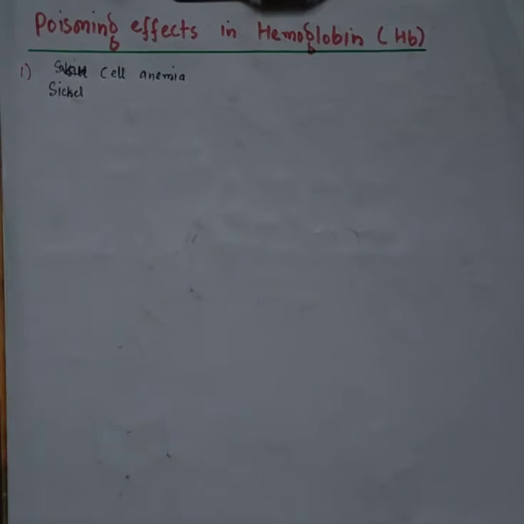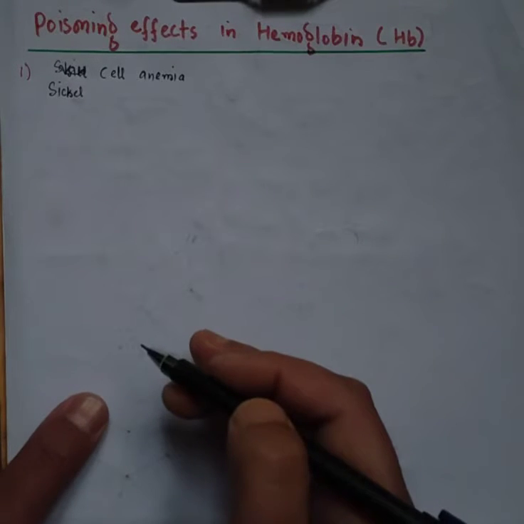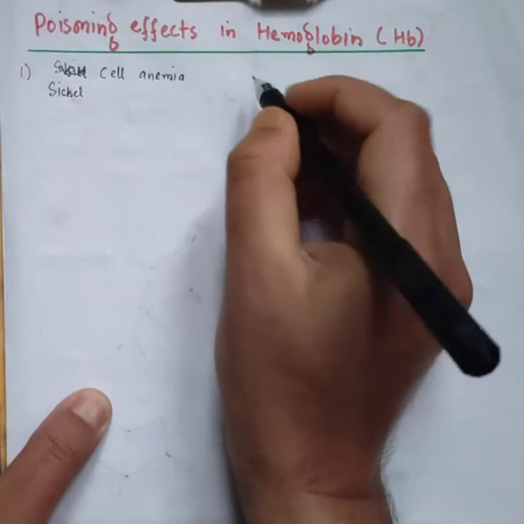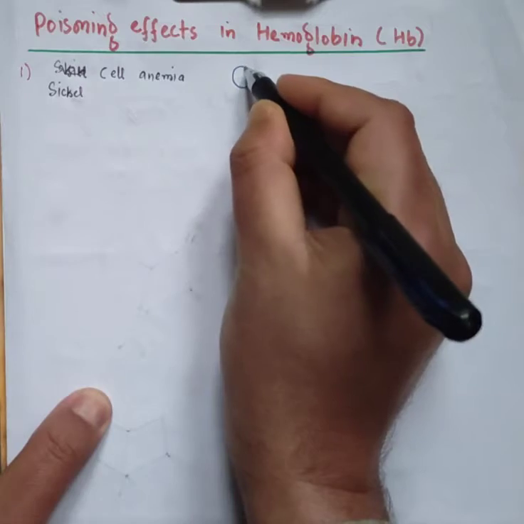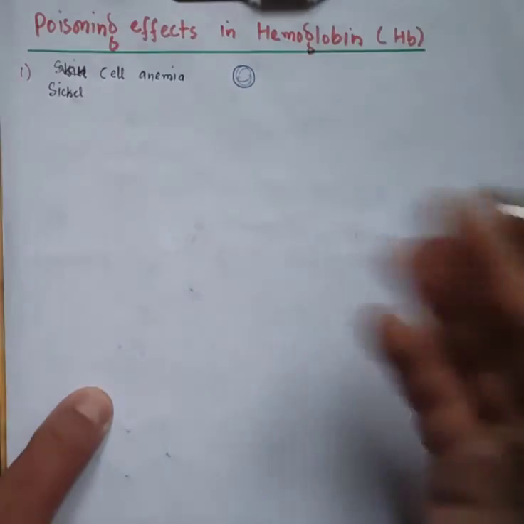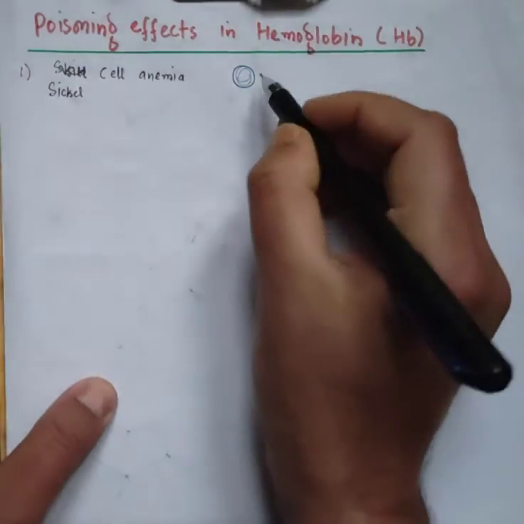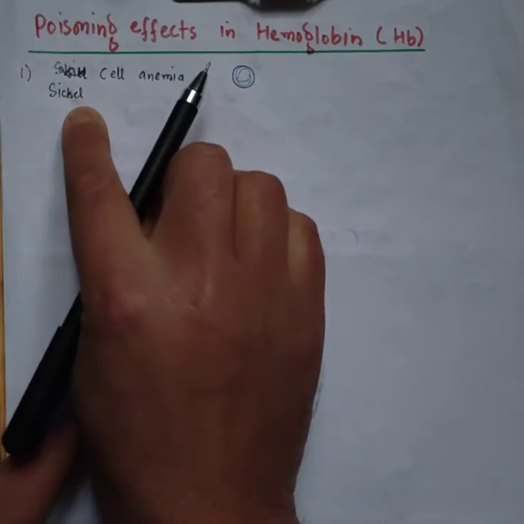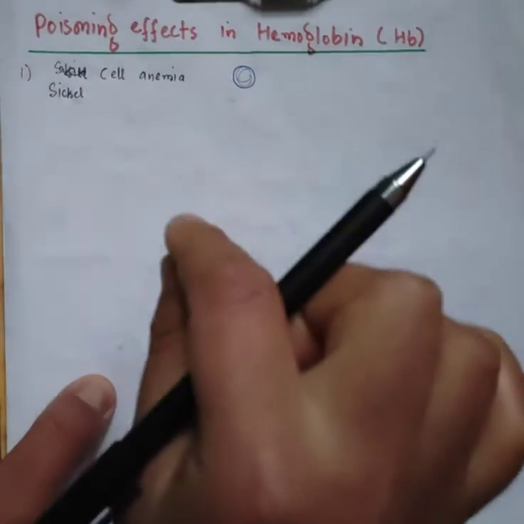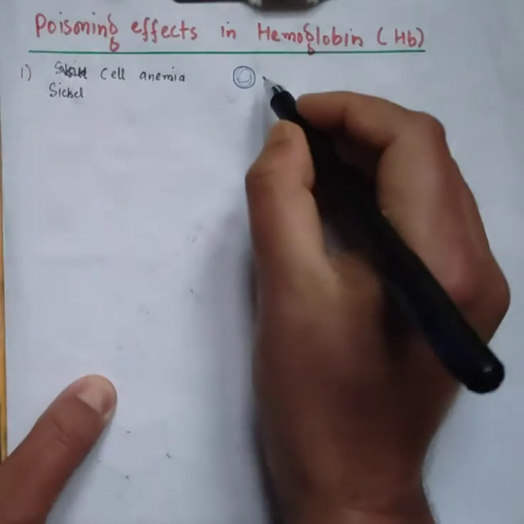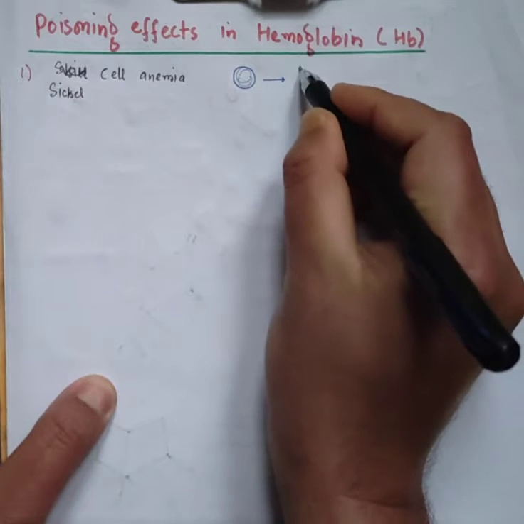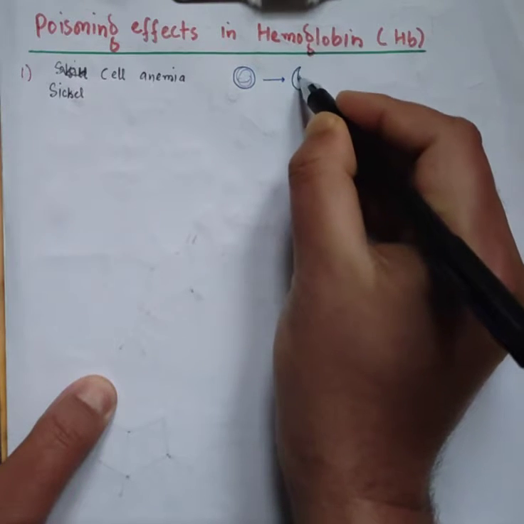So now, in this effect, what happens, and where the question comes from? Basically, normal hemoglobin in a red blood cell is circular and reddish in color. When this poisoning effect comes into the picture, in someone's blood, which we call sickle cell anemia, the shape becomes like a sickle.